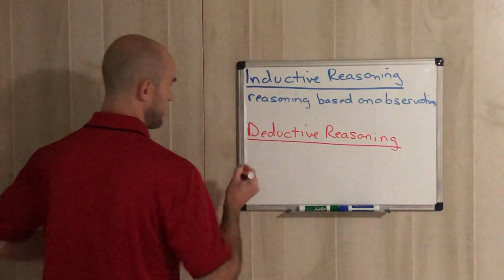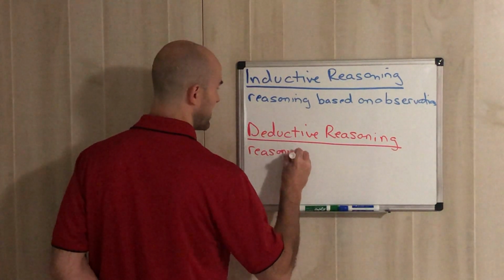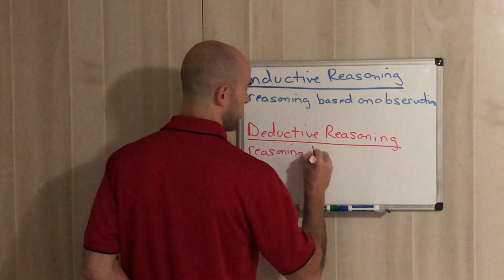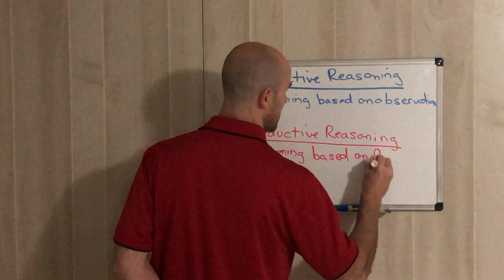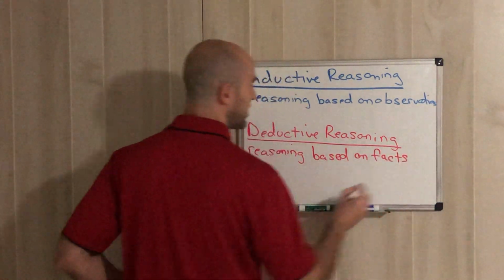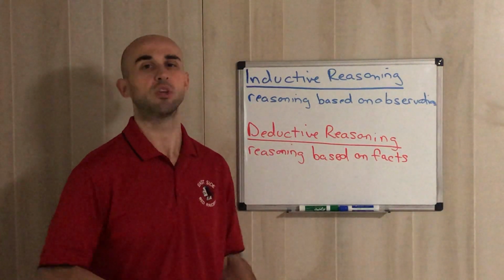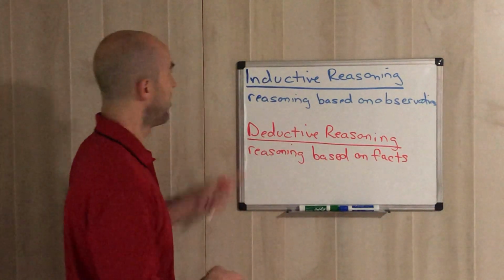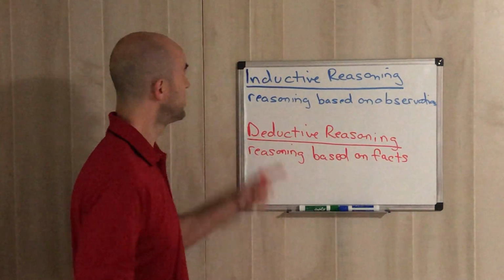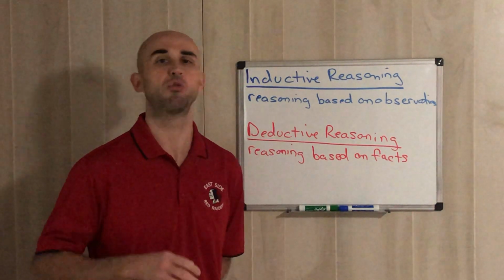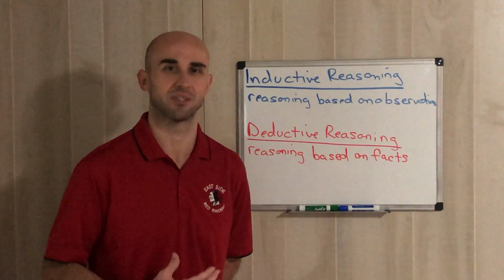Whereas deductive reasoning, and that's the one that gets used most of the time when it comes to science and math and things like that, it's reasoning based on facts, right? Based on facts. So when it comes to deductive reasoning, it's not what we think. Deductive reasoning is what you know. You know for a fact that it's going to happen. Whereas inductive reasoning, it's almost a guess as to what you think is going to happen. When it comes to inductive reasoning, you think it's going to happen. When it comes to deductive reasoning, you know for sure it's going to happen.